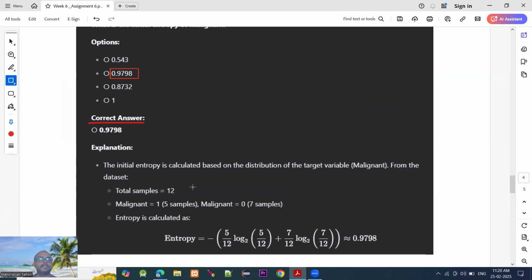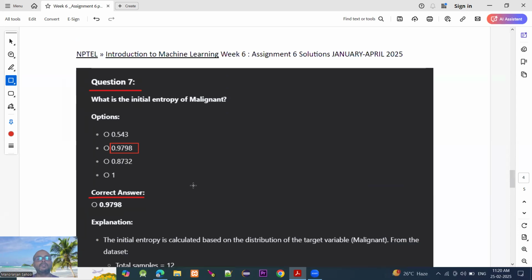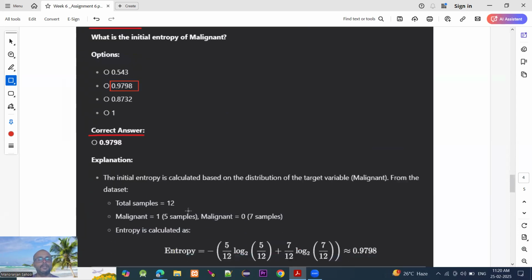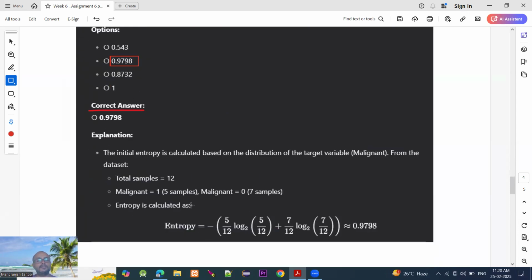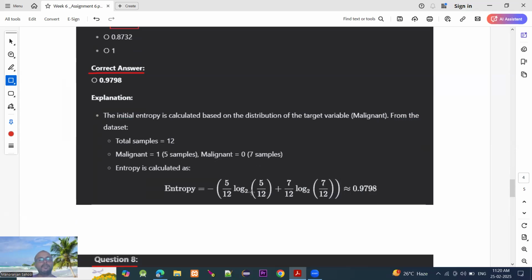So total sample is how much? Total sample is equal to 12. Malignant equal to 1, 5 samples; malignant equal to 0, 7 samples. So with 5 samples and 7 samples out of 12, entropy is calculated as minus 5/12 log 2 of 5/12 plus 7/12 log 2 of 7/12.